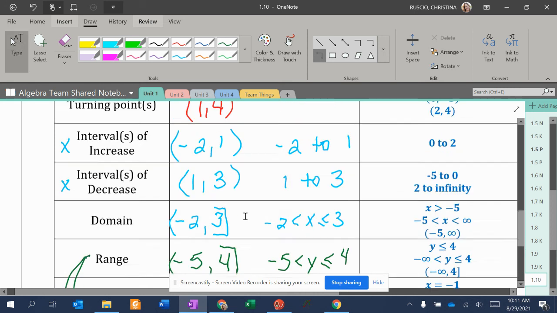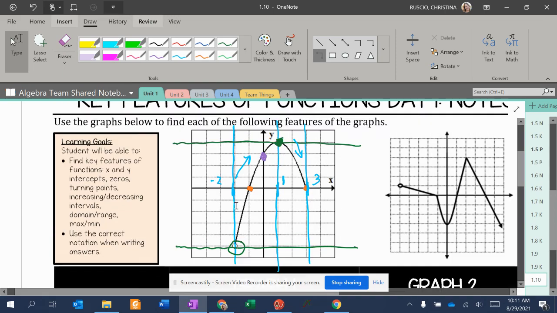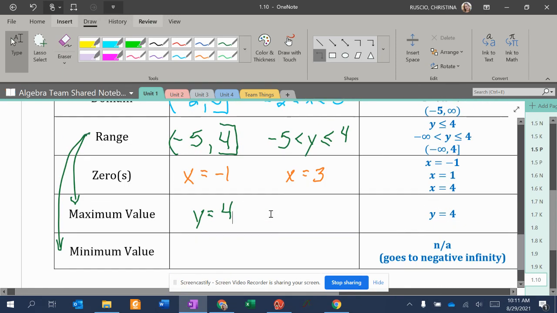The minimum value, however, I'm just going to scroll up. Notice how there's an open point there? So we actually can't say it has a minimum. It gets really, really close to -5, but it never actually touches it. So I'm going to say that the minimum value is NA. It's very difficult to find on this graph. If that had been a closed point, that would have been really easy, and we could have said y is equal to -5.